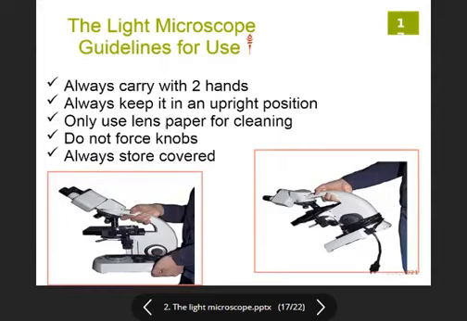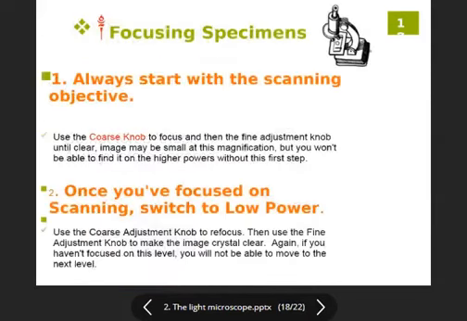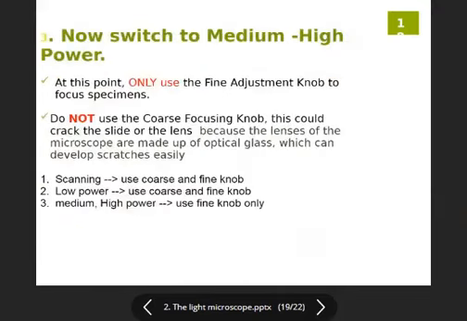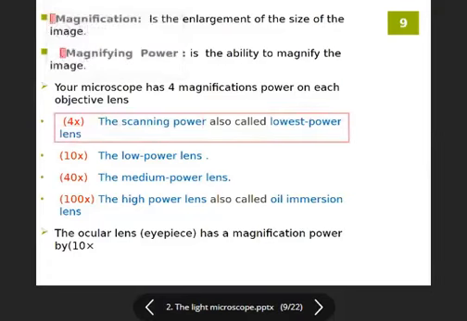Now in the next slides, the method of using the microscope is given. This you will understand when you come in the lab. So I will tell you everything when you come in the lab. When you see the microscope, you will understand everything. But you have to remember that whenever you put any specimen in the microscope, always start from 4x. 4x is called the scanning lens.